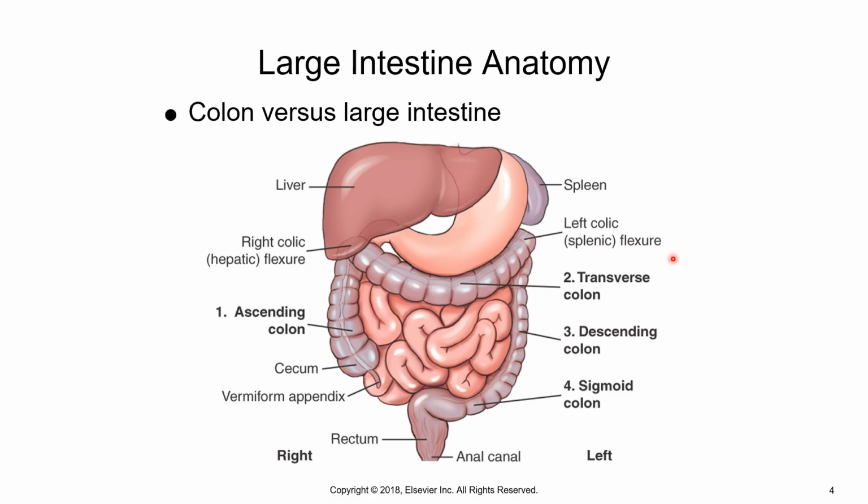The large intestine goes from the cecum, which is the blind pouch at the beginning of the large intestine. It includes, from the cecum all the way through, the ascending colon, right hepatic flexure, transverse colon, left splenic flexure, descending colon, sigmoid colon, and the rectum. So the large intestine includes the cecum and the rectum along with the entire colon.